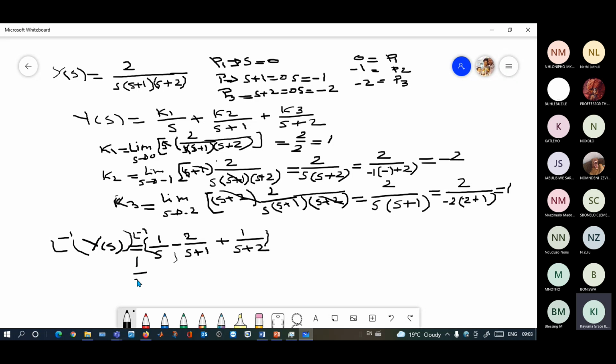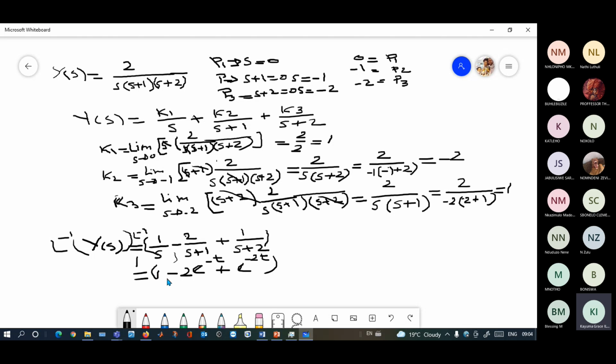So we have this is going to be 1 minus 2, which is the k1, times e to the minus t, I think, so minus t, then we're going to have plus, this one is 1, it's going to be e to the minus 2t. Good. So this is what we're going to have.